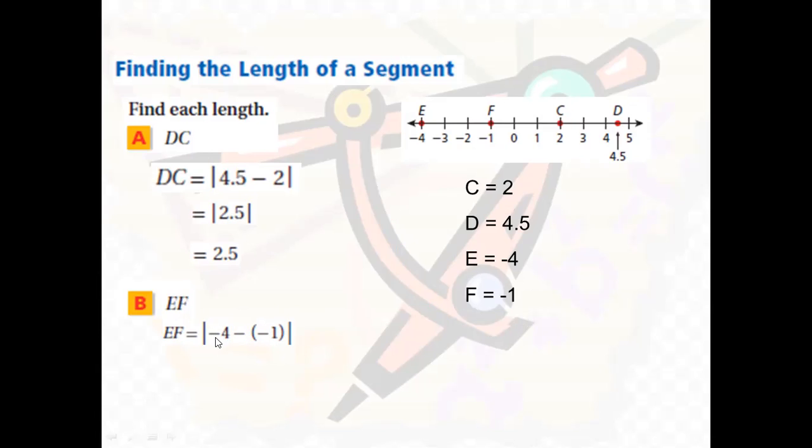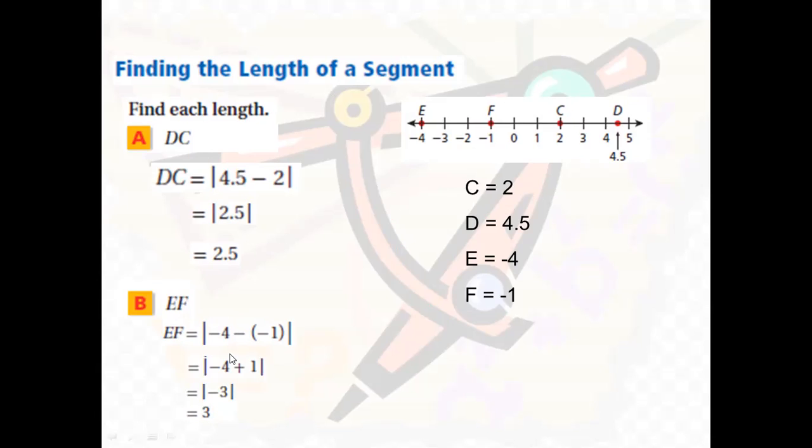So the value of E is -4. This negative is for the question, which is that we are going to subtract. And this negative sign is for F, which means the -1. Now, as you know, negative times negative, there is no number here, means -1 multiplied by -1. That will give you a +1. So you're left with -4 plus 1, which will give you -3.